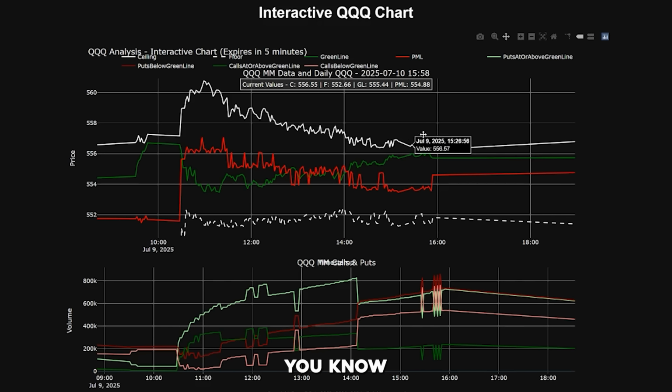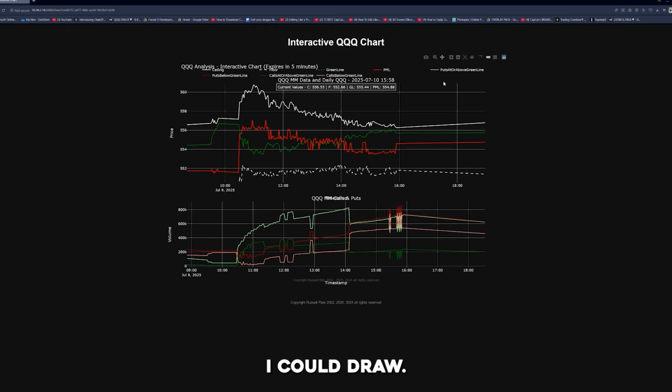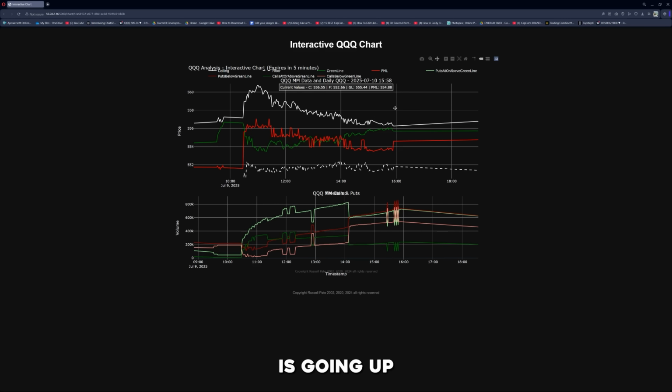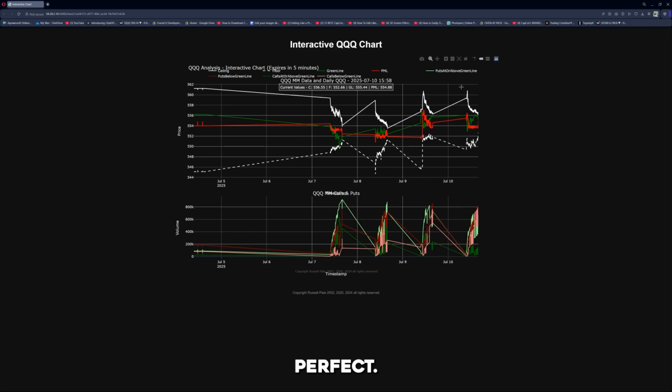So as if the price ceiling is, for example, right here, I wish I could draw, but if the ceiling is going up, like right here, you can see the ceiling is going up. You can look at my cursor. You can also expect the price to go up like this. That makes sense. And that happens because the market makers want to give more cushion. Yeah, exactly. Perfect. You got it.